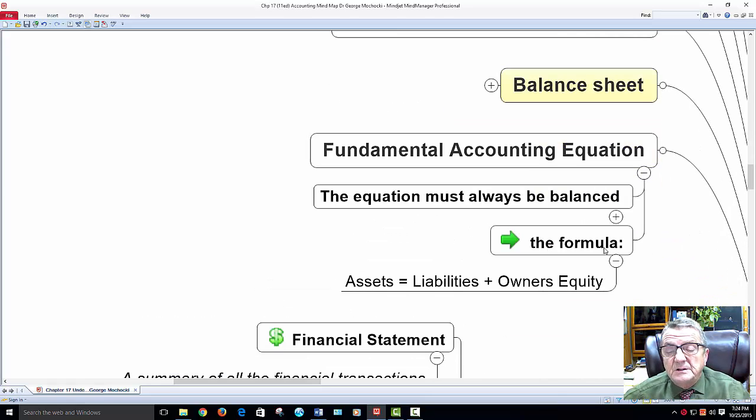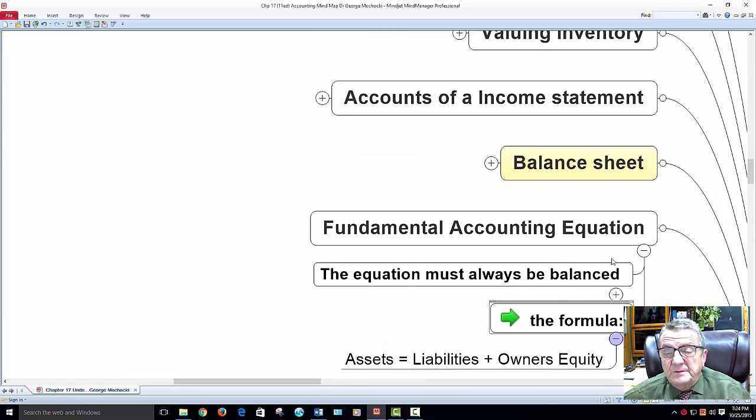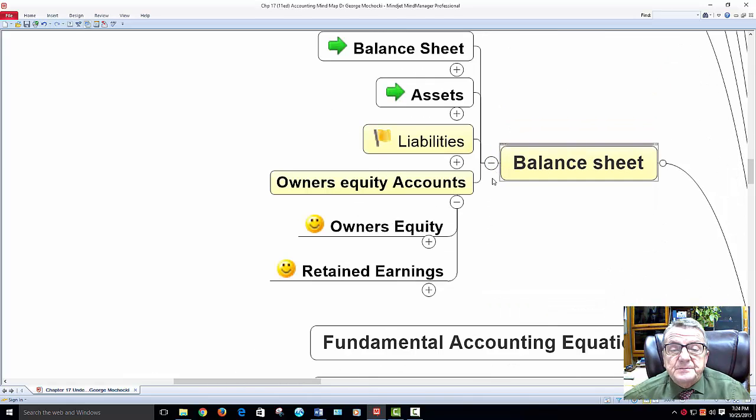Foundational accounting equation. Here's the formula. Remember this. Assets equals liabilities plus owner's equity. If I turn it around, owner's equity equals assets minus liabilities. Look at the equation. Assets, what I have, equal my liabilities, what I owe somebody, plus owner's equity. That's the formula. So let's look at a balance sheet.